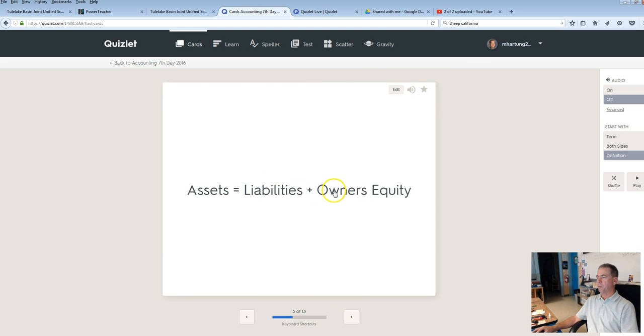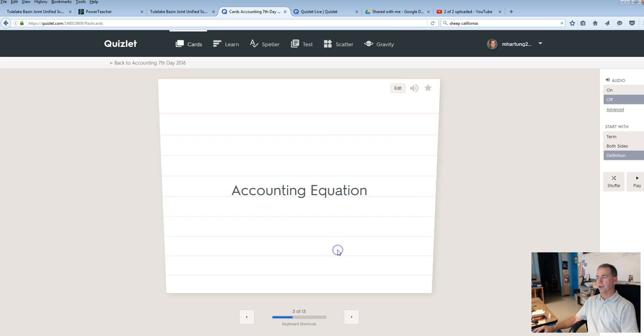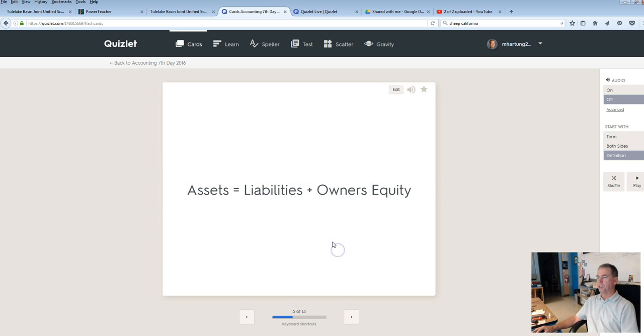Assets equals liabilities plus owner's equity. That is, yes, the accounting equation. And once again, must always be in balance. The total of assets must equal the sum of your liabilities and your owner's equity.